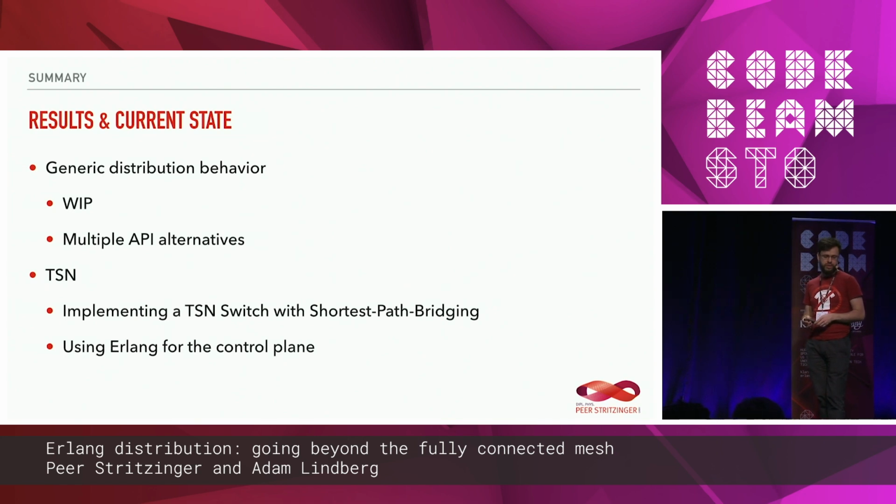And in terms of TSN, what we are doing already is implementing a TSN switch with shortest path bridging that Per already went through a little bit. And what's cool is we're using Erlang for the control plane. So there is also Erlang on the switch itself to configure the hardware. Once the hardware is configured, it will just do its thing in hardware, very efficient, very fast. But when you want to change things, it's a great use of Erlang because it's a nice language and fits very well into this semi-embedded space as well, and all the networking stuff.